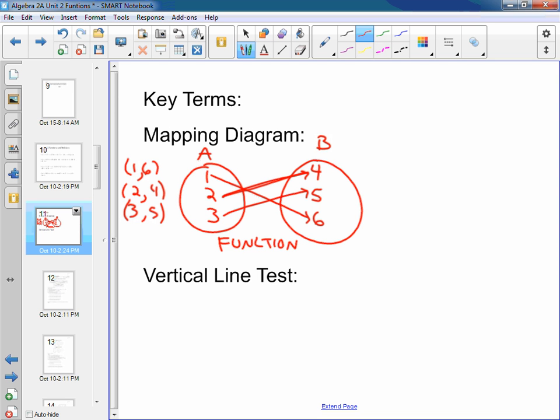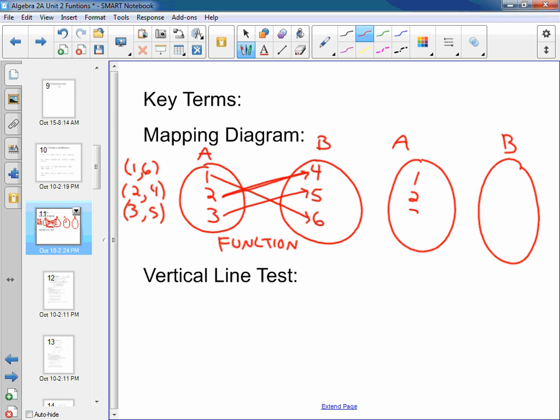So let's draw a mapping diagram that wouldn't be a function. Let's do A and B. So let's think what would have to happen for that not to be a function. We would have to have, say, 1 maybe mapped to all of them. So this would not be a function because the input 1 goes to 4, and 1 goes to 5, and 1 goes to 6. So that would not be a function.